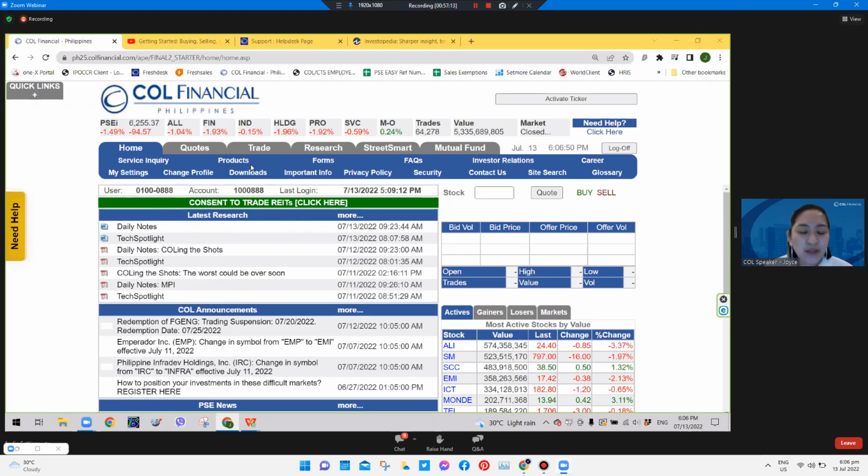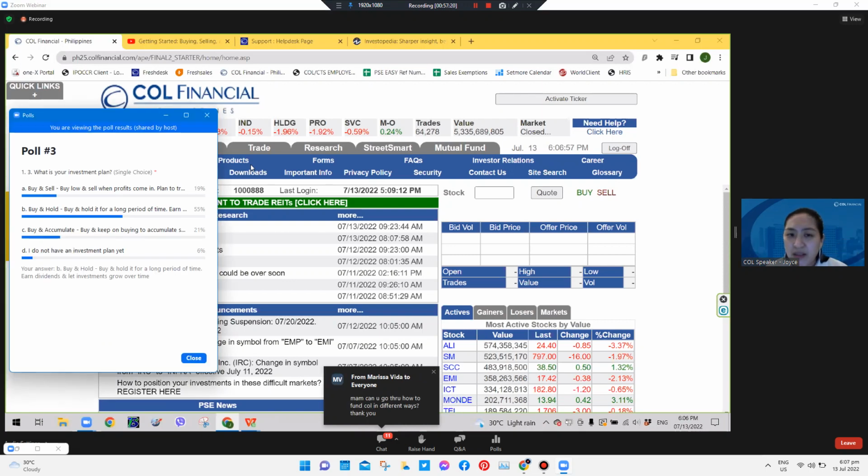If you don't have an investment plan, you can just choose the letter D there, and that's okay, because I think it's something for you to really think about. As I can see here, 55% of the participants say that they want to buy and hold. So you want to buy it and hold it for a long period of time, earn dividends, and let your investments grow over time. That would make you a patient investor, meaning you're willing to wait for companies to grow and you're willing to wait for your money to grow as well.